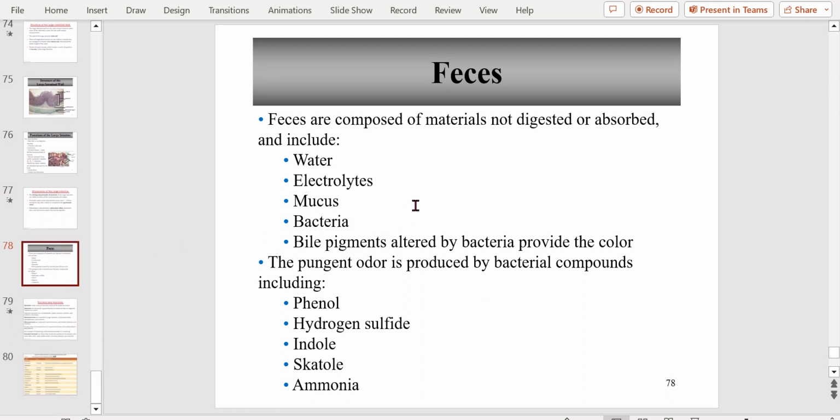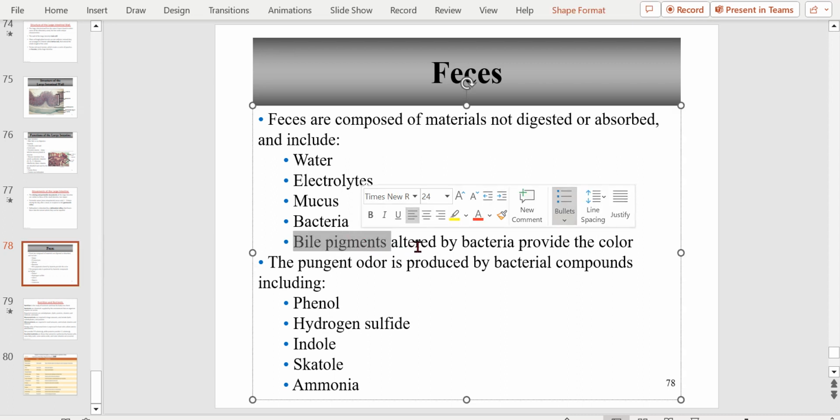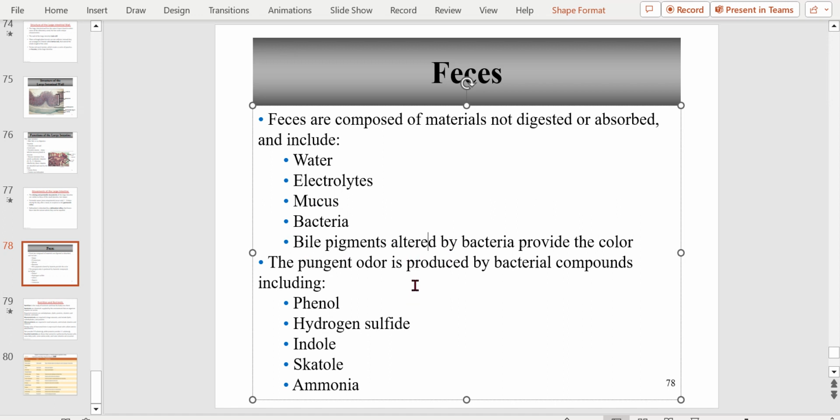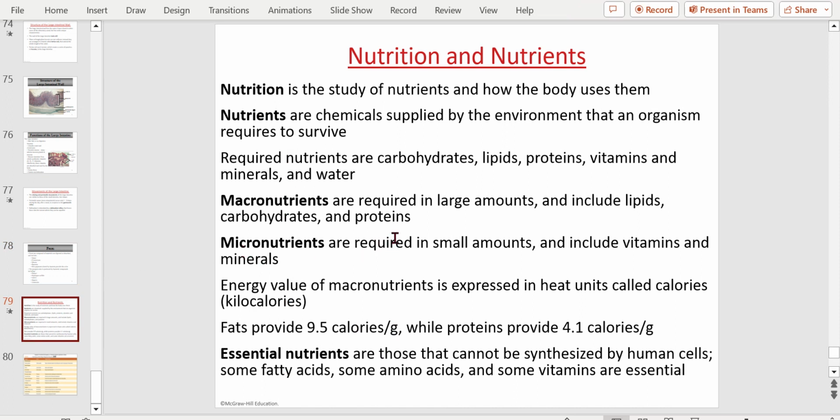Feces are composed of material not digested or absorbed, water, electrolytes, mucus, and bacteria. Bile pigments that have been altered by bacteria provide the brown color. So mostly it's blood that's been altered by the bacteria in the large intestine. The pungent odor is produced by bacterial compounds, including phenols, hydrogen sulfide, indole, skatole, and ammonia.